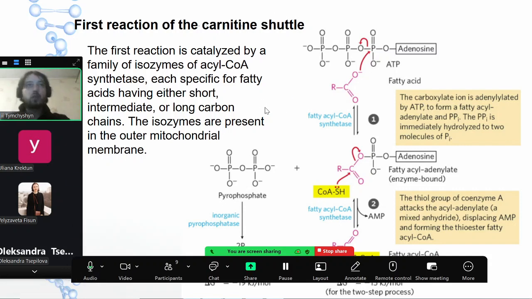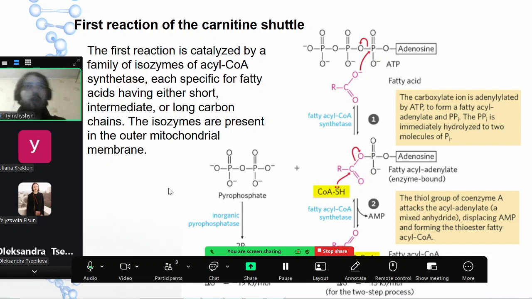Let's look at the reactions of this carnitine shuttle that we need to transport everything into the mitochondria. So three reactions, as I told you. Let's consider these three reactions. The first reaction of the carnitine shuttle is catalyzed by the family of isozymes of acyl-CoA synthase, each specific for fatty acids having either short, intermediate, or long carbon chains.